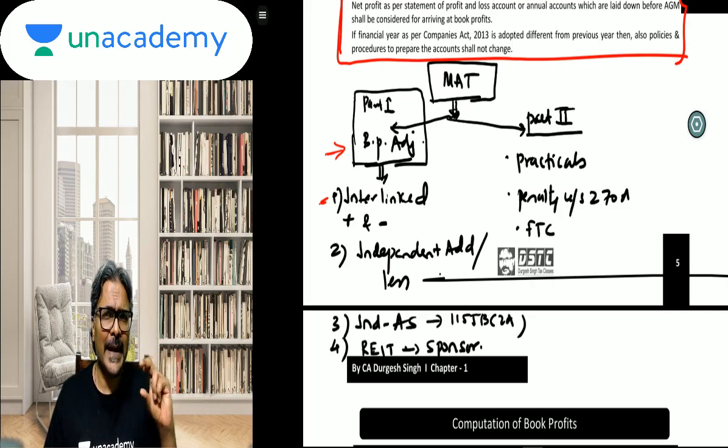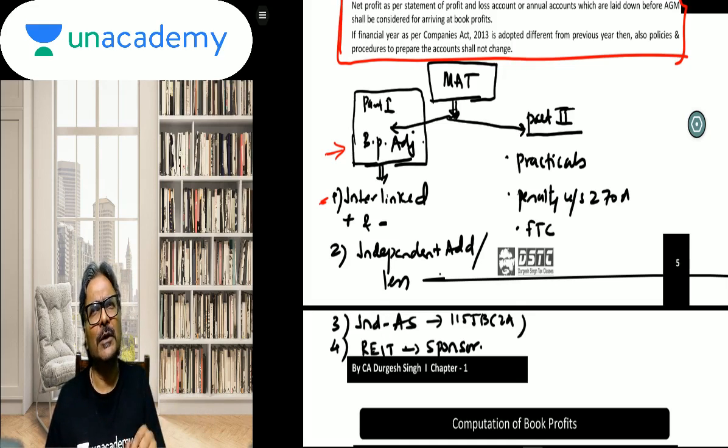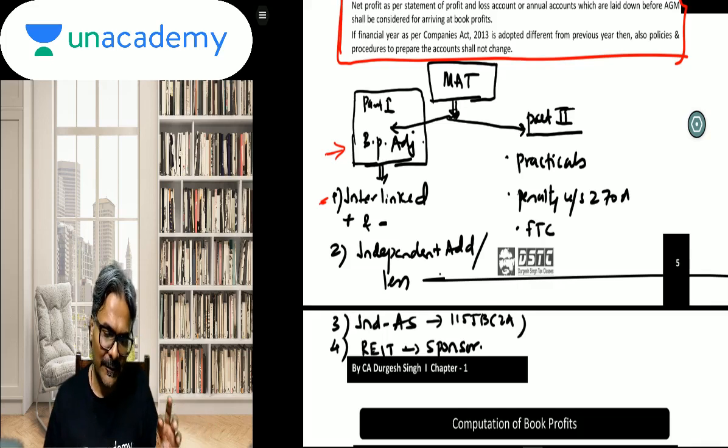Now in that add and less, there are many adds and less which are interlinked to each other. So what I have done is that those interlinked adjustments, I have captured them as one. Therefore, we will go with the interlinked adjustments first. After that, the independent adds and less would be our second thing.